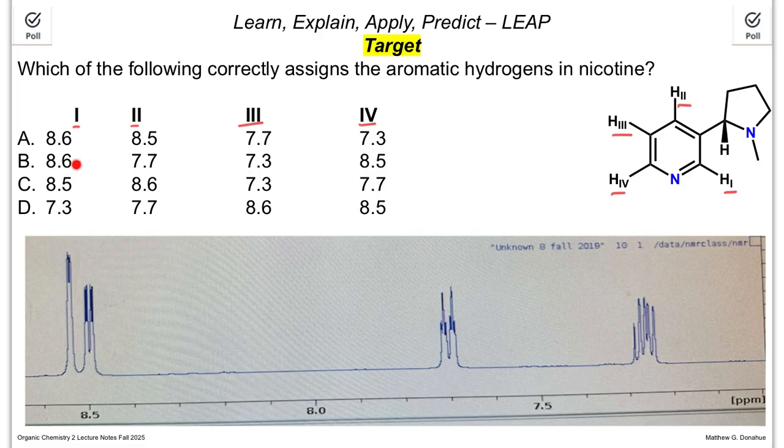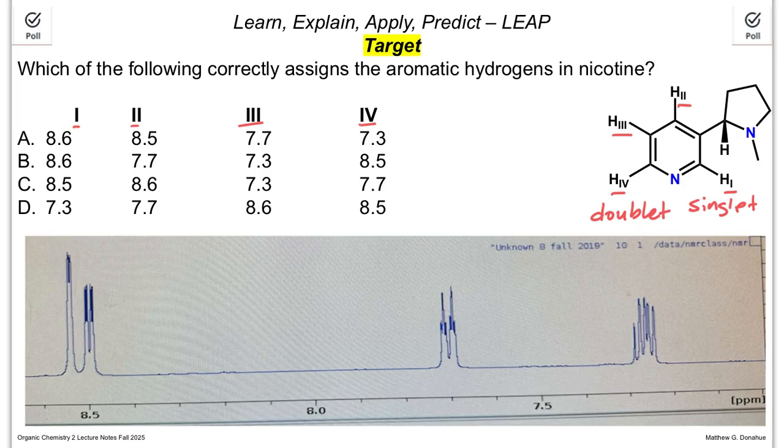So one way to figure that out, we know 1 and 4 should be similar. Now, if we consider neighbors, H1 has no direct neighbors, right? So in theory, that should be a singlet. H4 has H3, so that should be a doublet. Now, granted, they don't exactly look like a nice singlet and doublet. You see at the top here, there's a little bit of extra splitting.